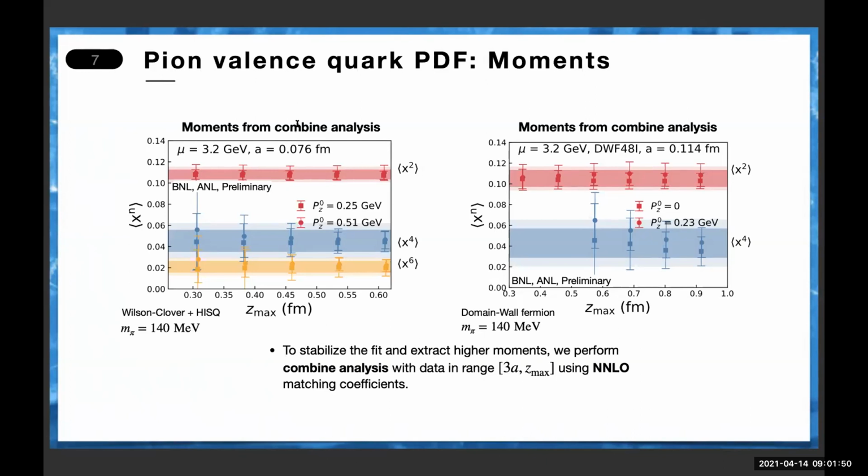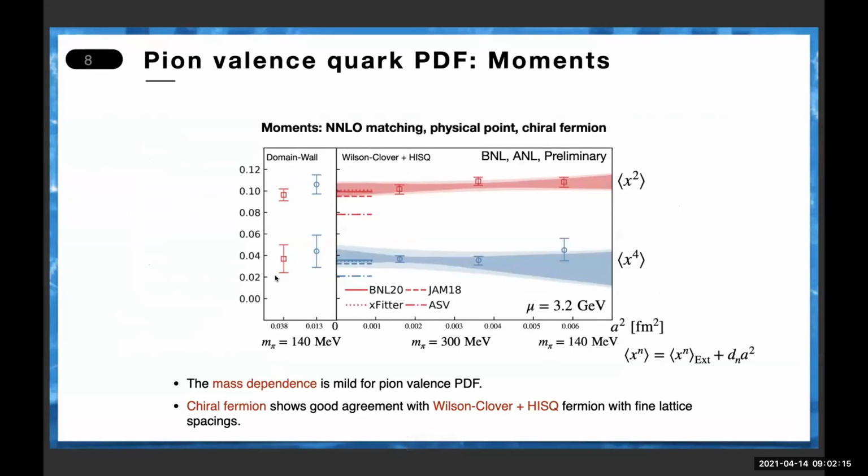As you can see from the left figure, using the Wilson Clover fermion at the physical point, we are able to get access to the 6th order moment. And on the right figure, we show the moments extracted from a domain wall calculation, which is limited by the statistics and the momentum. They are not there yet, but it looks pretty consistent with the Wilson Clover calculation on the left. So to conclude, we put all our calculations in this figure for the moments.